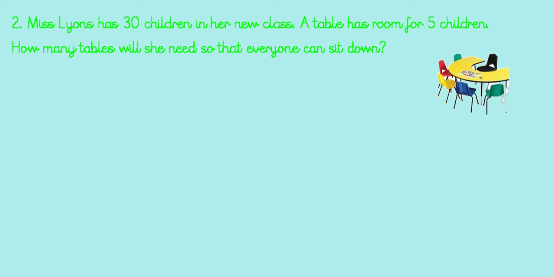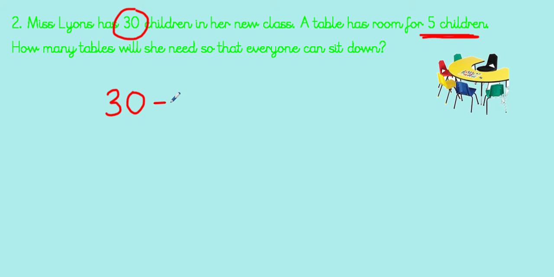Let's read it together, shall we? Miss Lyons has 30 children in her new class. A table has room for 5 children. How many tables will she need so that everyone can sit down? So, there are 30 children in my new class. That's the total number. Now I'm going to group my children into groups of 5, aren't I? Because that's how many children can sit at my lovely daisy table here.